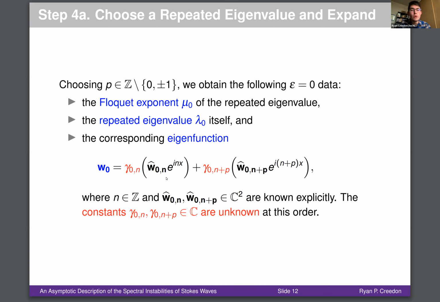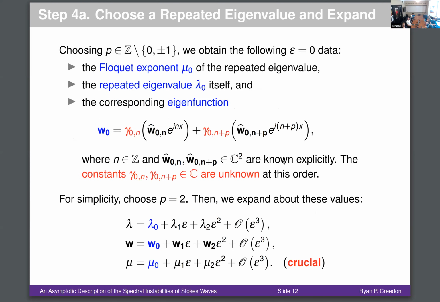If you look at the Fourier modes involved in these independent directions, specifically the wave numbers, you'll notice this wave number here is n, and this wave number here is n plus p. The key observation is that the difference between those wave numbers is exactly this integer p. That's the physical interpretation of that integer. When you select your repeated eigenvalue, whatever the value of p is tells you the difference in the wave numbers of the two independent directions in your eigenbasis corresponding to that repeated eigenvalue. So this is all well and good. You've got your Floquet exponent, your eigenvalue, and your eigenfunction, which is written as a sum of two different Fourier modes that are resonating with each other.